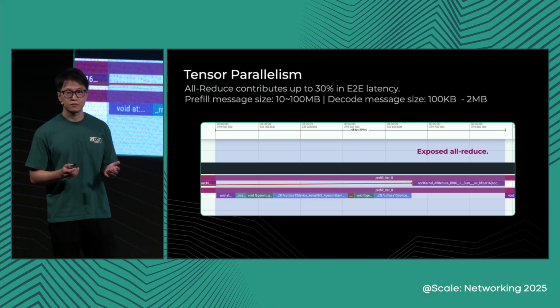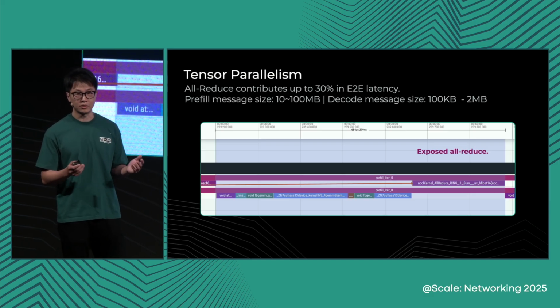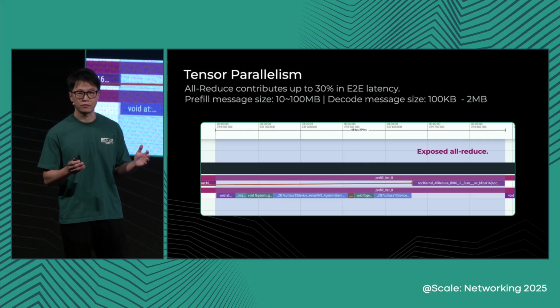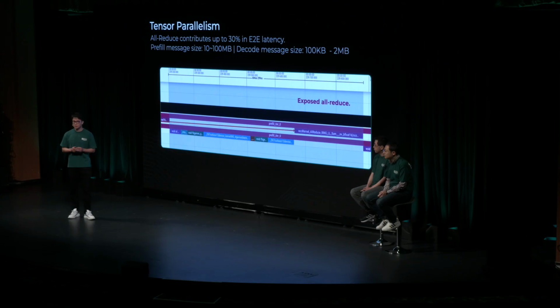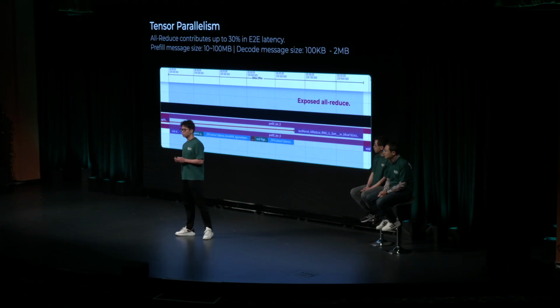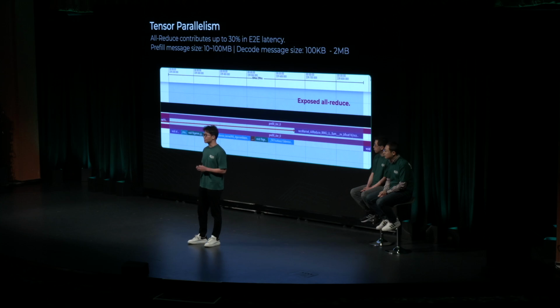So here's the trace from our real production end-to-end run. As you can see, highlighted here, the NCCL kernel all-reduce takes a significant portion of the end-to-end latency. In fact, it can take up to 30% of end-to-end latency, which is quite significant. That means every 10% improvement of all-reduce can roughly give us about 3% end-to-end performance gain.